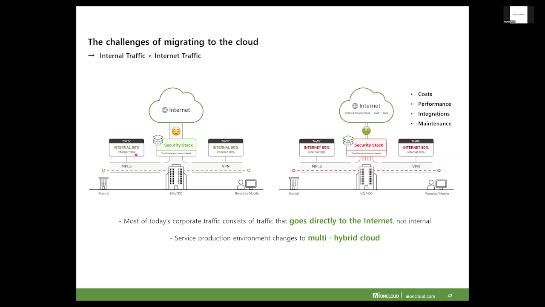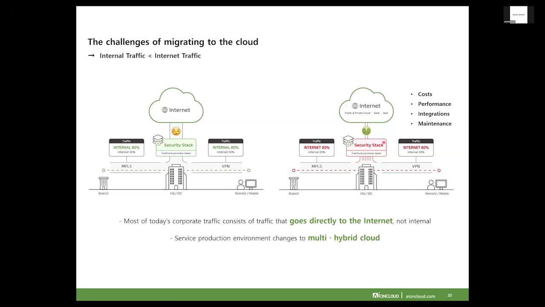But as you can see here, the internal traffic in this model was 80%, where it would come to this headquarters and it would stay there. And only 20% of that traffic went to the headquarters, went through the security stack, and then went to the internet. But this no longer works in the modern network topology.